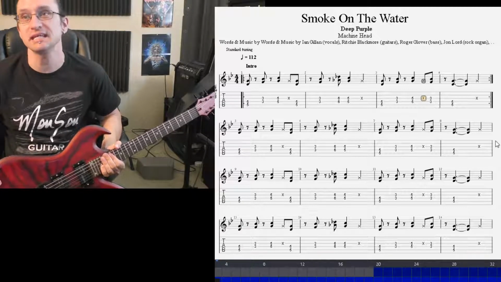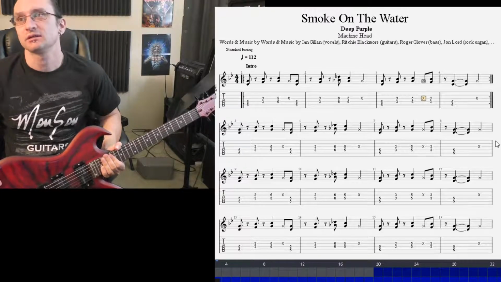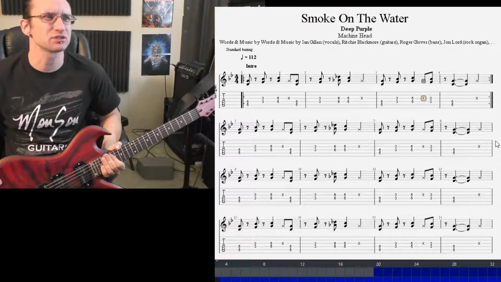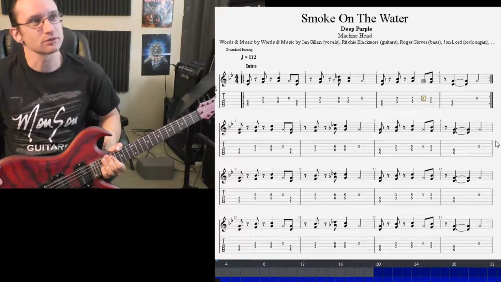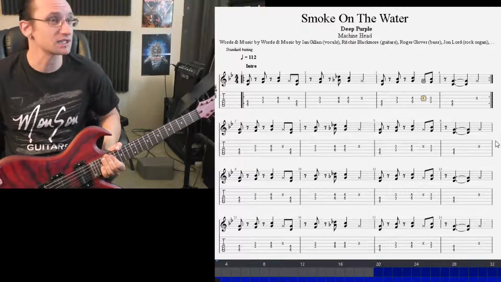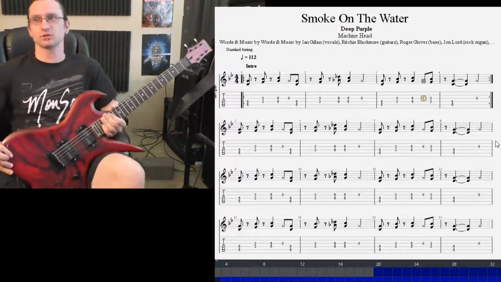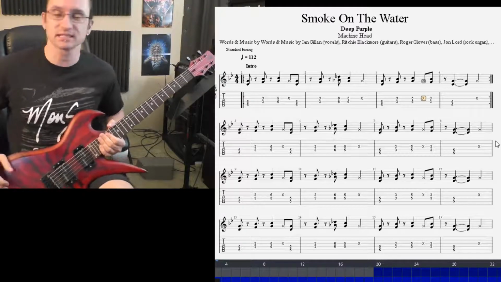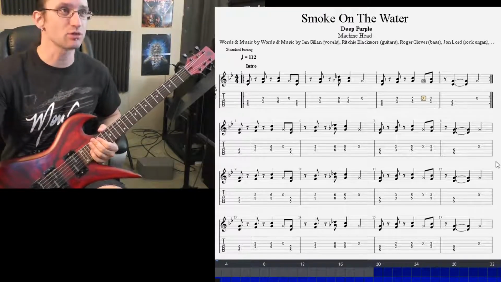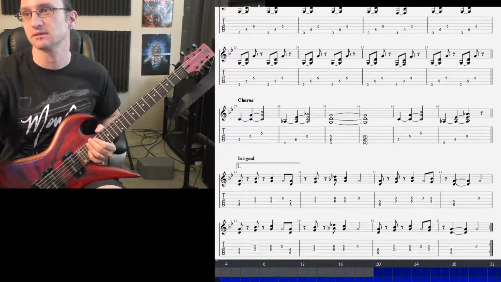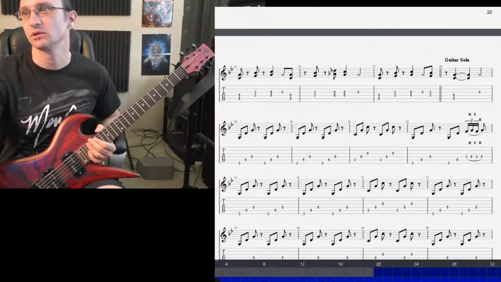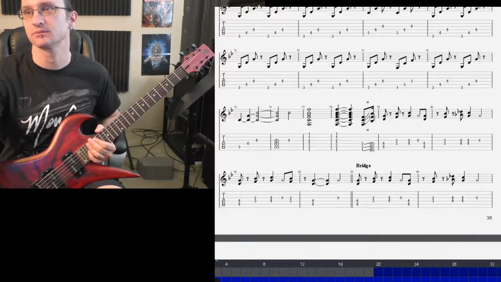I guarantee that Mr. Blackmore is not thinking, I have to make sure this little noise comes out every single time. Ain't happening. That's just the nature of rock guitar and having distortion on. So that's all that is. Hopefully that answers that question. It makes it easier for you to play this, so ignore those little pick noise things. Is there anything else besides that main riff? Doesn't look like it.